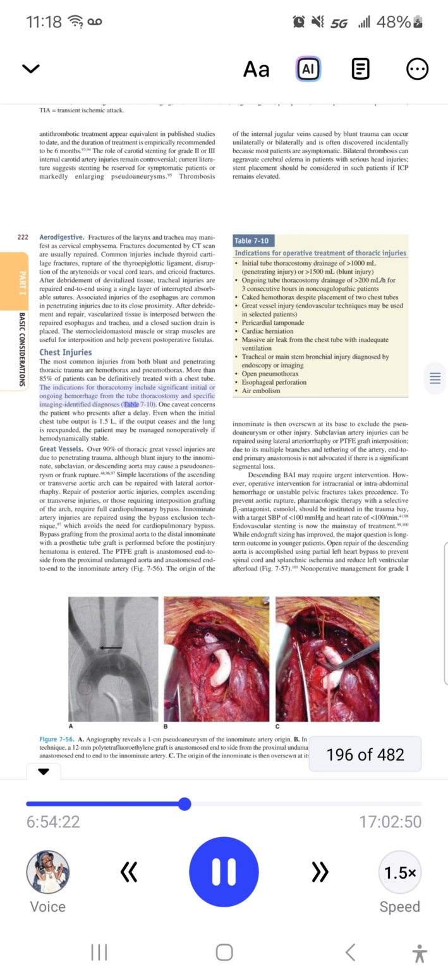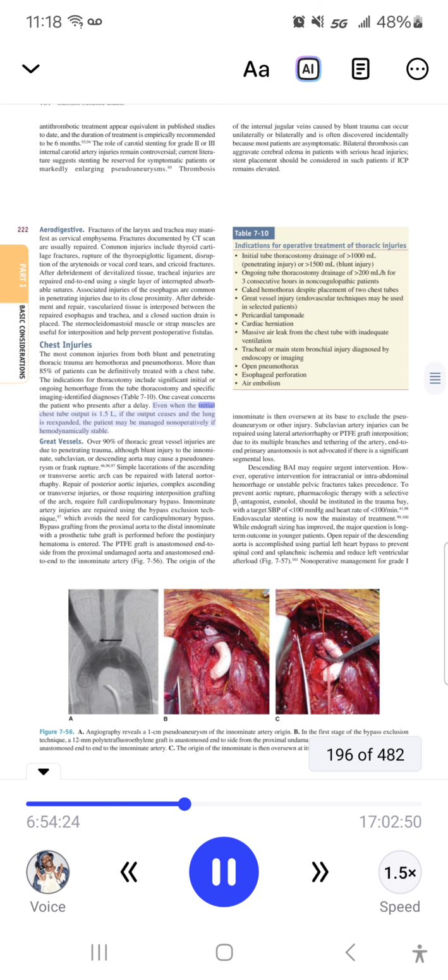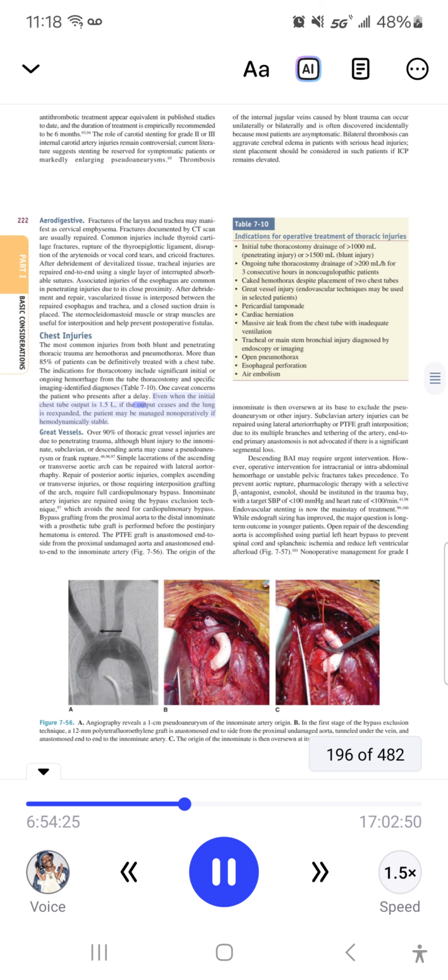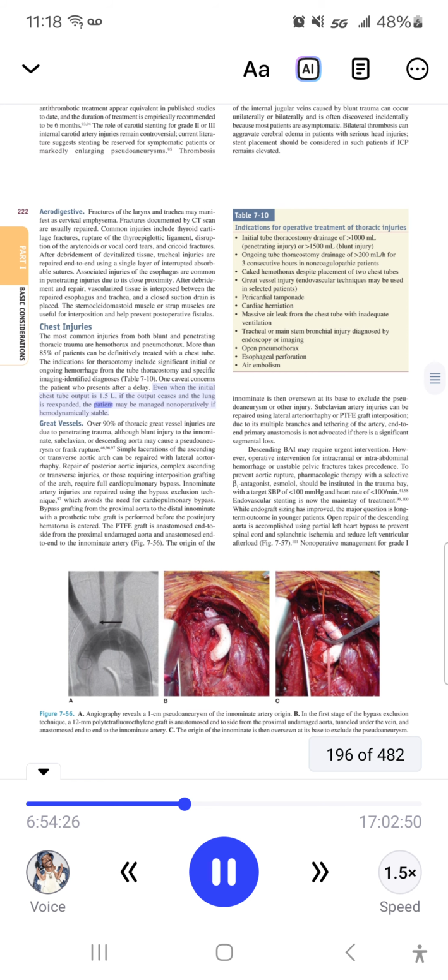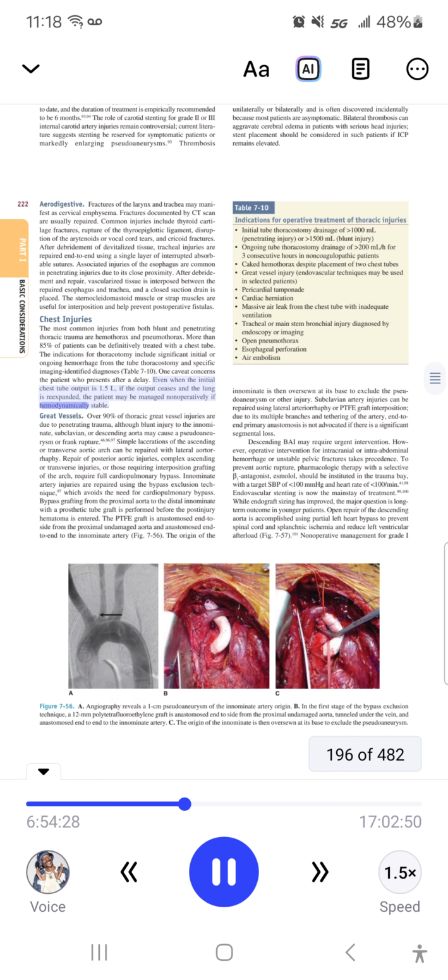Table 710. One caveat concerns the patient who presents after a delay. Even when the initial chest tube output is 1.5 L, if the output ceases and the lung is re-expanded, the patient may be managed non-operatively if hemodynamically stable.